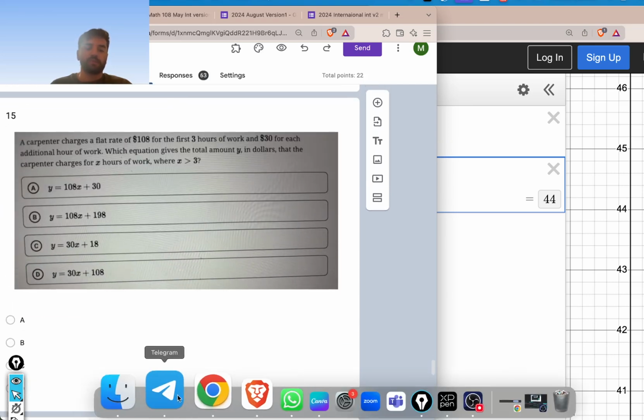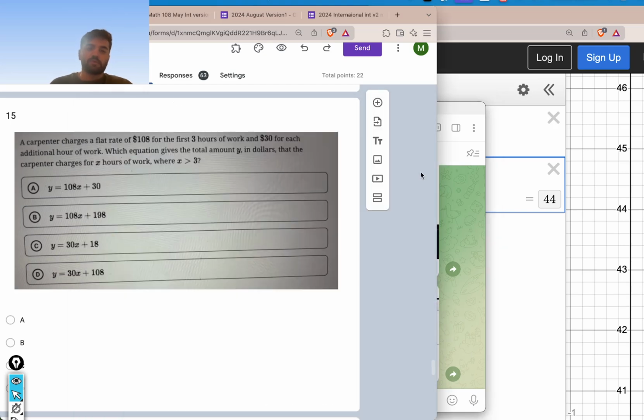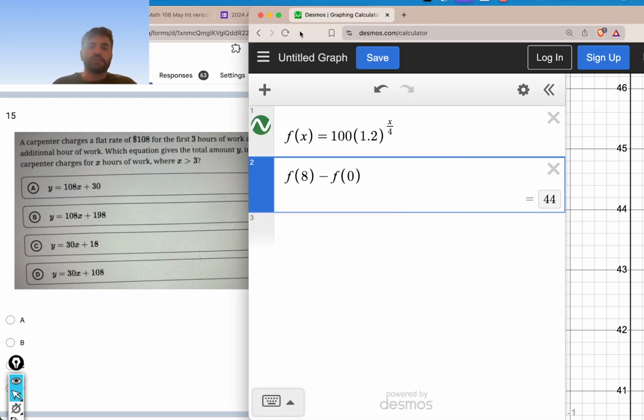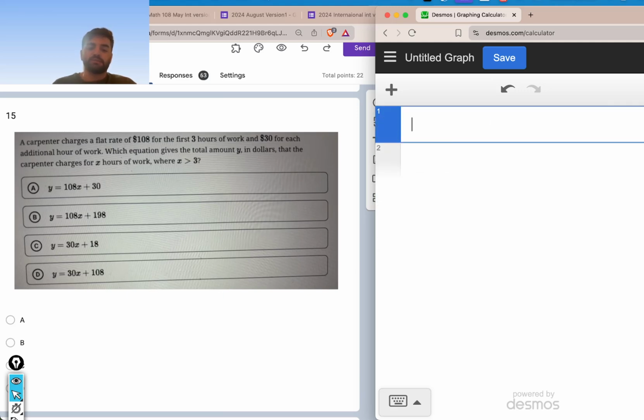15. It says that for the first 3 hours it is 108. We must think of it like that. Y is equal to 30x. Why is it 30x? Because it says $30 for each additional hour, which is equal to the slope, which means it is the slope.